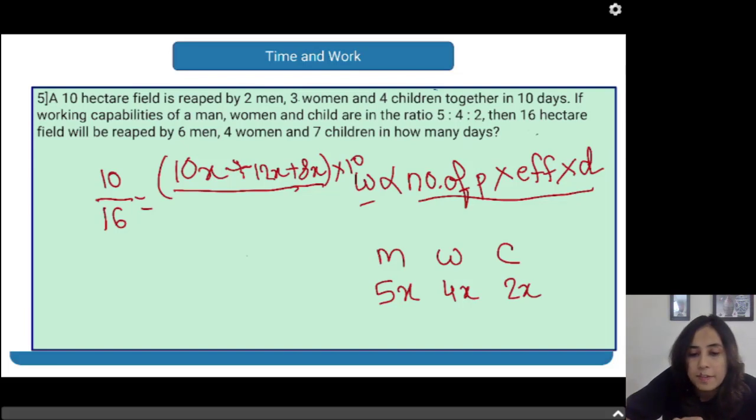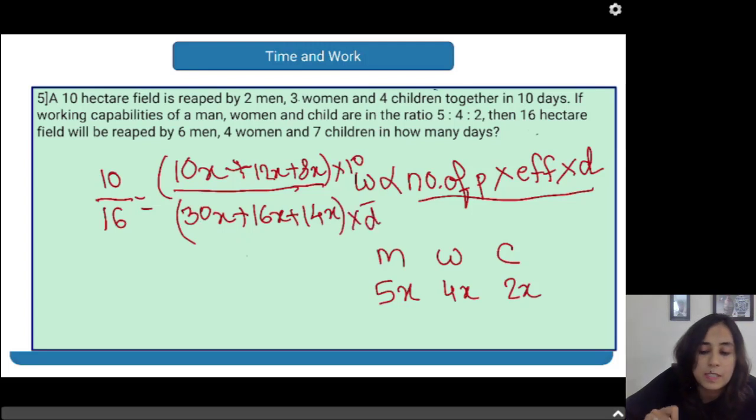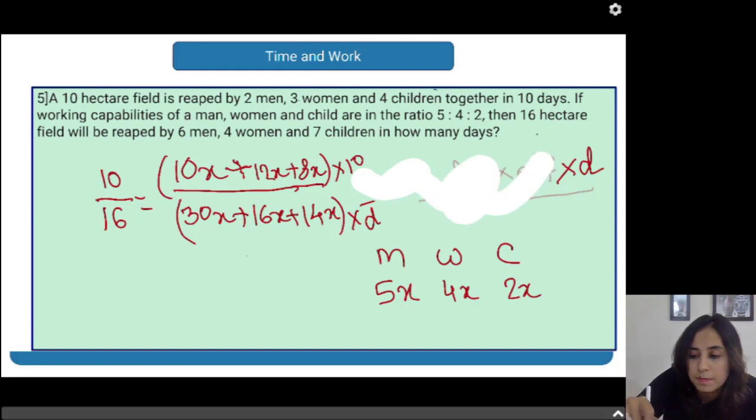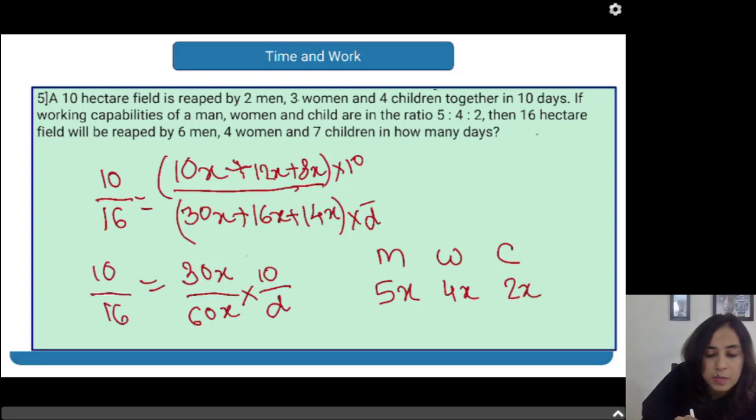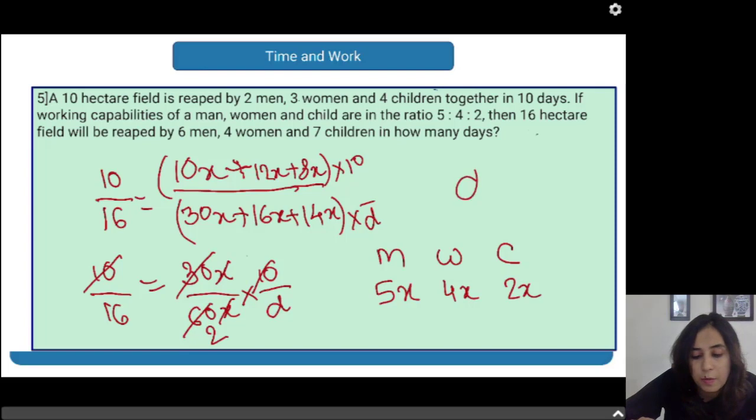Then in the denominator I have 6 men, so I have 30x, plus 4 women, so it comes out as 16x, and plus 7 children, so it comes out as 40x, multiplied by the number of days, which is D. When I solve it, the numerator comes out as 30x and the denominator comes out as 60x, into 10 upon D is equal to 10 upon 16. So here my 10 gets cancelled, the X's get cancelled. So the value of D comes out as 16 divided by 2, which is 8.